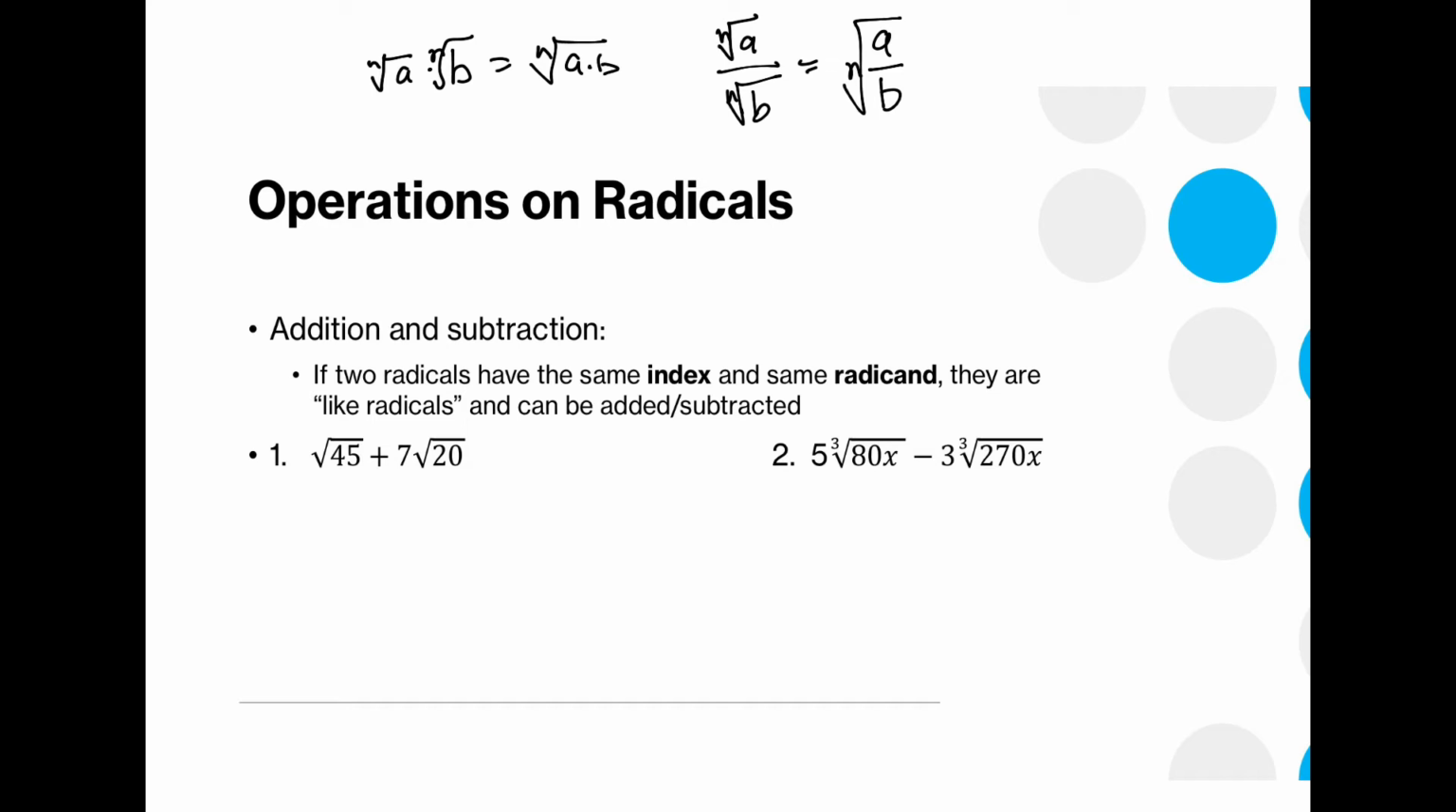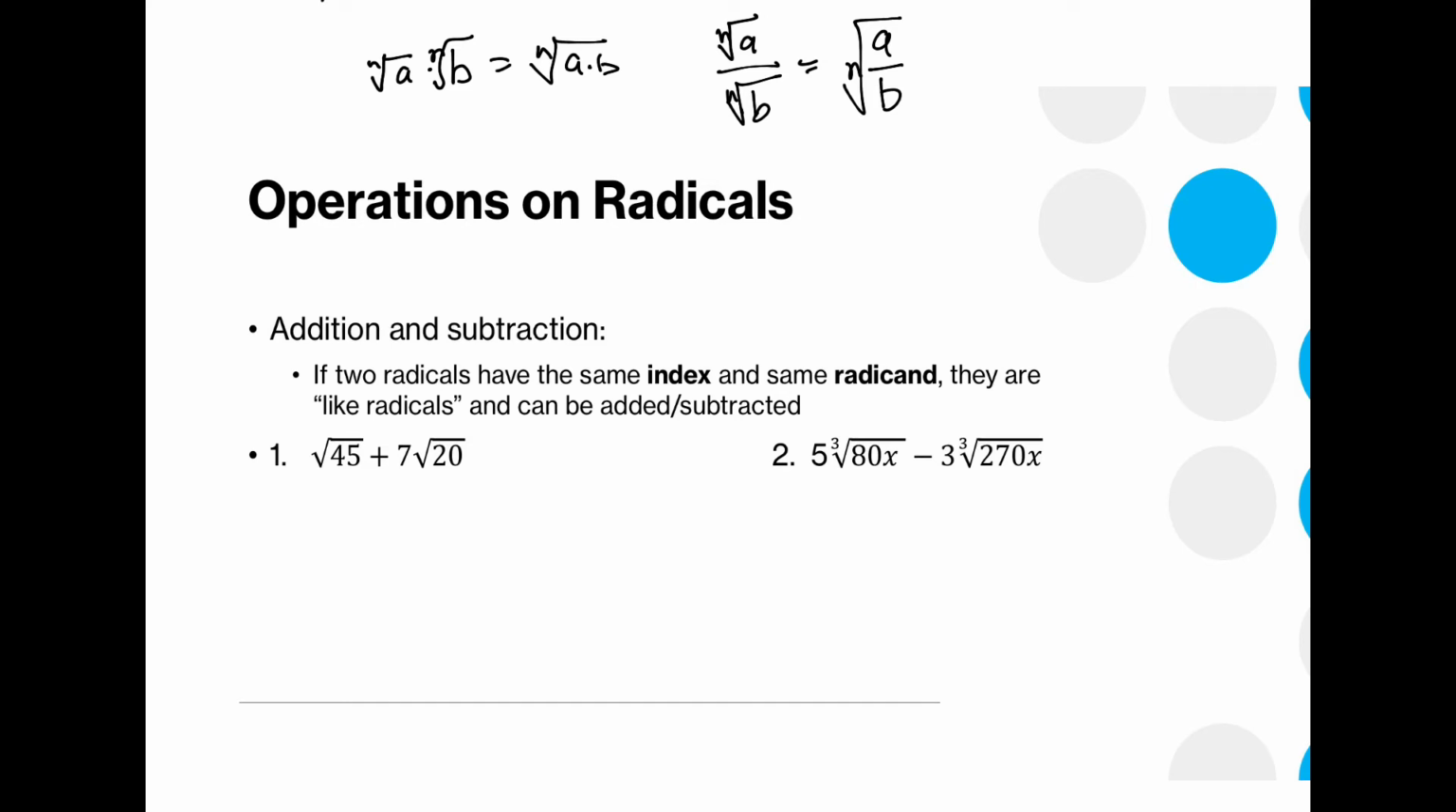With addition and subtraction of radicals, it's a little bit stricter. Two radicals that have the same index and the same radicands, meaning the number underneath the radical is the same, are quote-unquote like radicals and can be added or subtracted. And by added or subtracted, we're really meaning written as one radical with a different coefficient number out front.